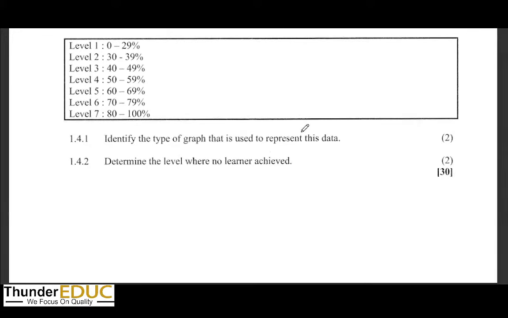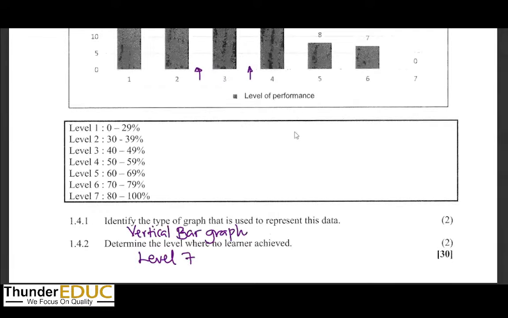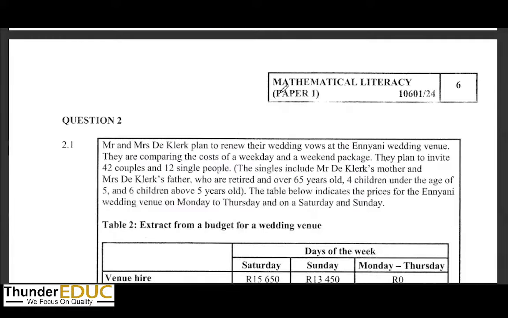All right. So someone would have said it's called a vertical bar graph, which is okay. As long as you know it's vertical, it's not a histogram, it's not a compound bar graph, but it's a bar graph, a vertical bar graph. Determine the level where no learners achieved any. So we saw it there, it's level 7. Level 7, we have 0 learners. Okay, continue.